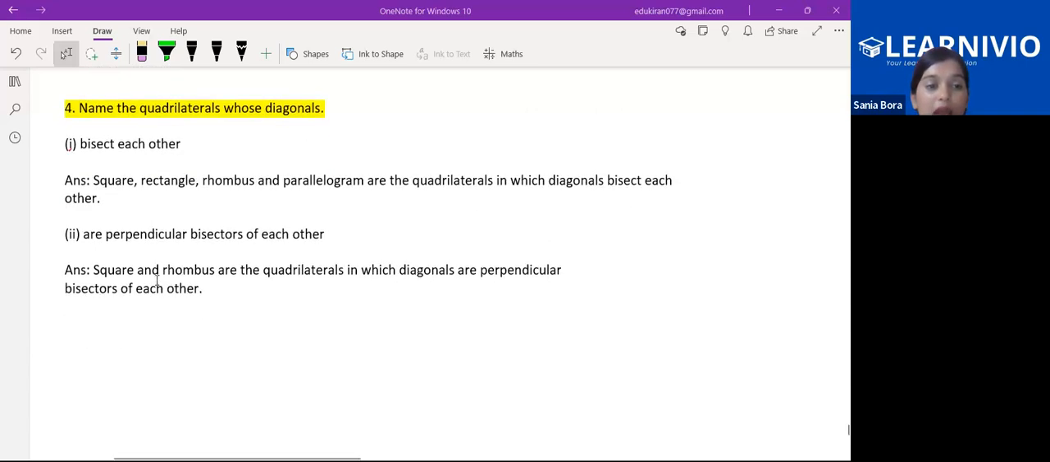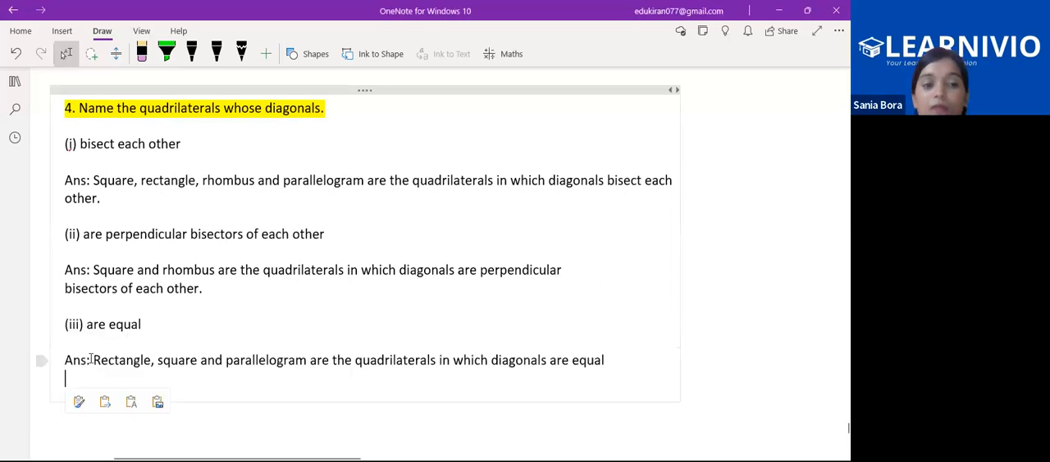And the third part, diagonals are equal. Rectangle, square, parallelogram are the quadrilaterals in which diagonals are equal. Clear? Clear, ma'am.